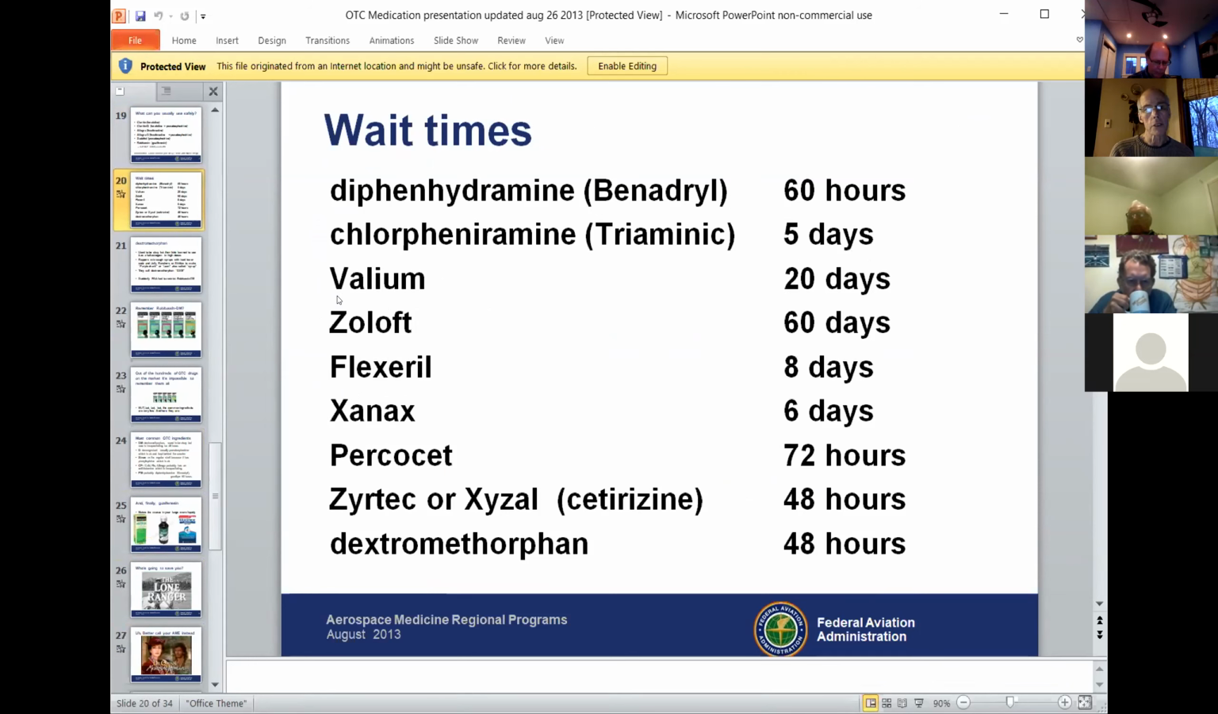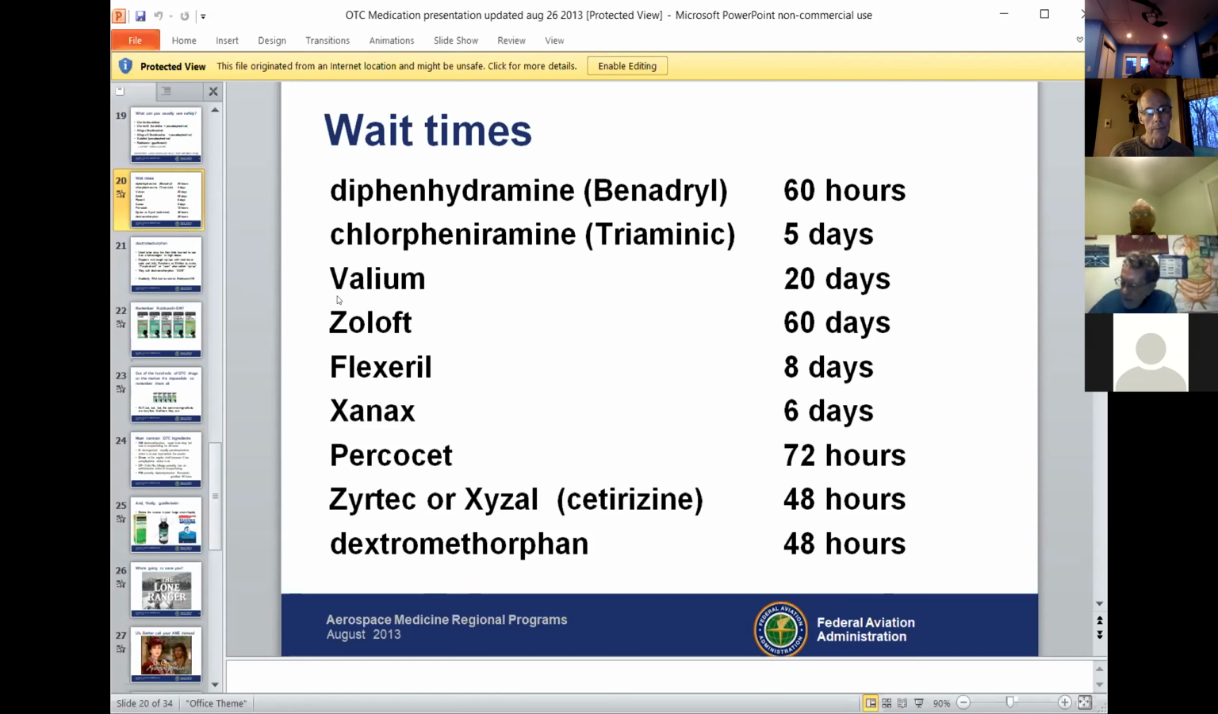Chlorpheniramine, which is just another antihistamine. Valium, a long-acting benzodiazepine, 20 days. Zoloft, wow, 60 days, an antidepressant. Flexeril, a common muscle relaxant. I think it's in an antihistamine category, 8 days. Xanax, another benzo, 6 days.